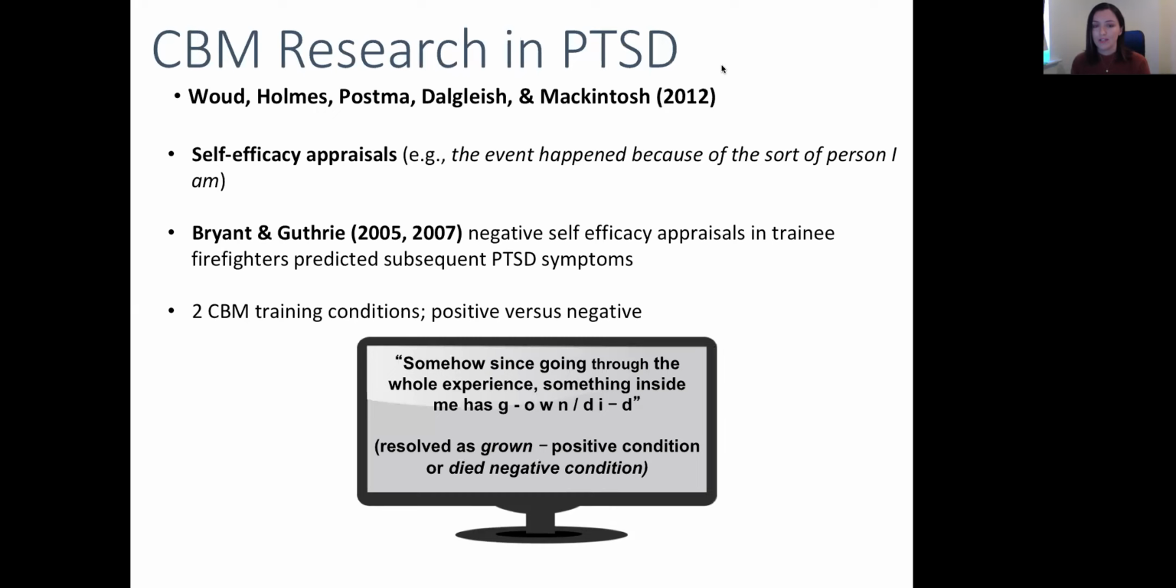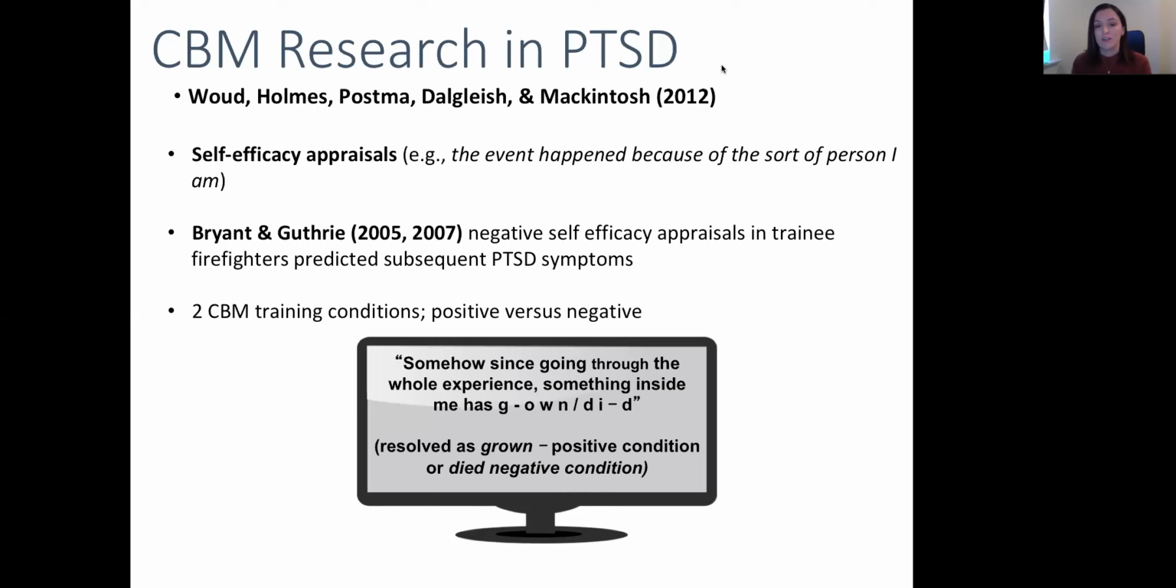So this gives rise to the question then, can we train people to adopt healthy, more functional self-efficacy appraisals, maybe immediately prior to or immediately after a traumatic event, and then would that help prevent the onset or development of PTSD symptoms? And this is something that Wood and colleagues were looking at in this study, and they developed a new CBM training protocol to train people to adopt either positive or negative self-efficacy appraisals.